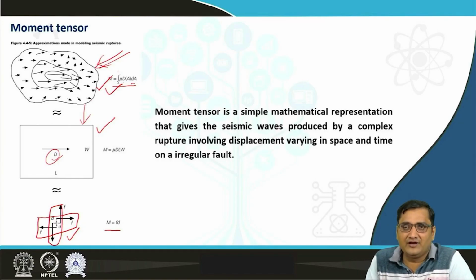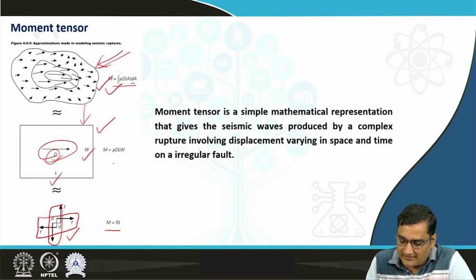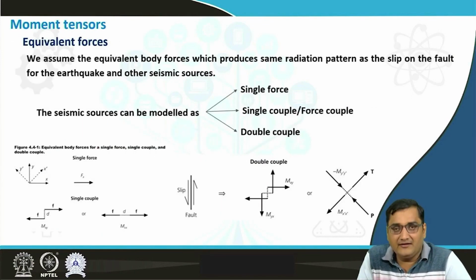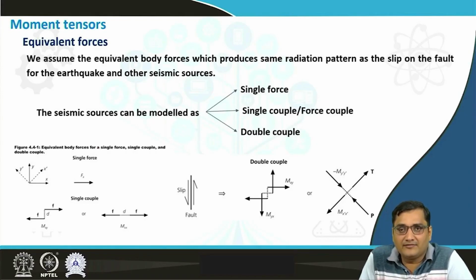So that means we are doing a simple mathematical representation of the moment for an irregular shape fault, where W and L are the dimensions of this rectangle, and D is the equivalent slip along the fault surface, and the scalar moment will be equal to mu into D into the area LW. The moment tensor again has some equivalent forces, and those equivalent body forces produce the same radiation pattern as the slip fault for the earthquake and the other seismic sources.